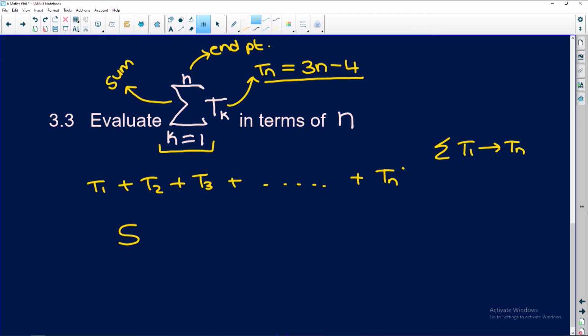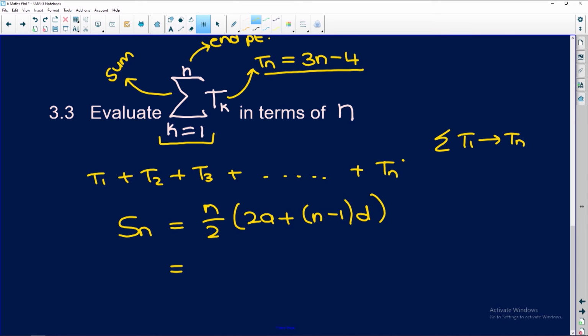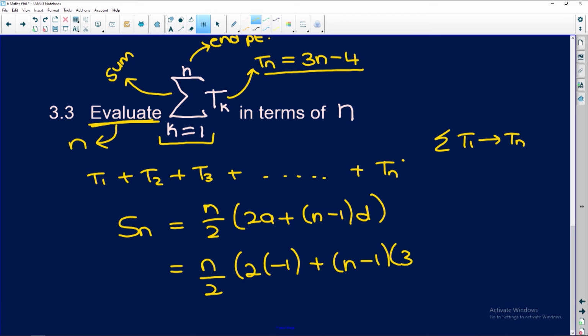So Sn, we know, is equal to n over 2 times 2a plus n minus 1 multiplied by d. That is a formula on your formula sheet. So we substitute in. We are not given n, so it stays n over 2. It says evaluate, not calculate, so evaluate means we might still get an answer in terms of n. Substitute in: 2 times the first term, which was given to us as negative 1, plus n minus 1, and our difference is 3.